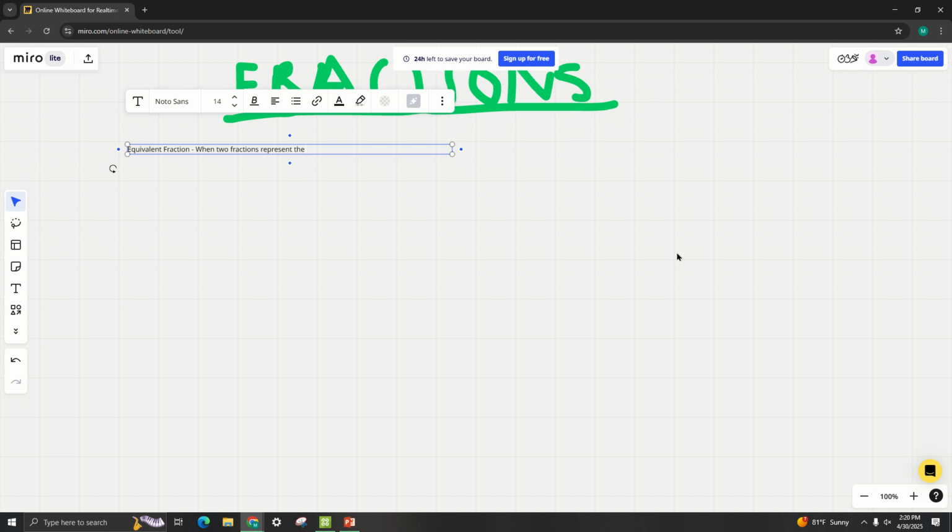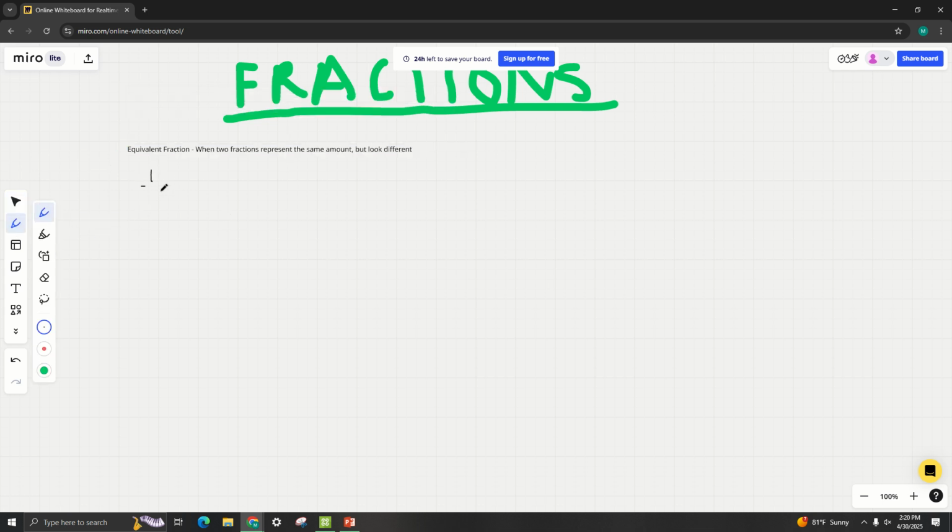But anyways, when two fractions represent the same amount, but look different. So let's see an example of this. Let's go back to my 1/4 that I was using earlier. An equivalent fraction would be 2/8. So let's go back to my pizzas. I have a pizza with 4 slices. Let's say I only have 1 slice that I'm going to eat, or maybe 1 slice is left. Either way, something's happening with the 1 slice. And then my 2/8, so it's a pizza.